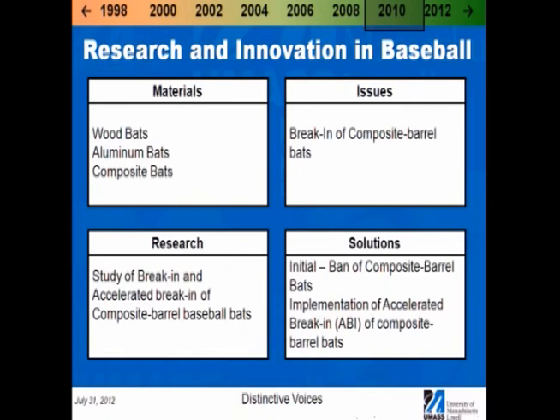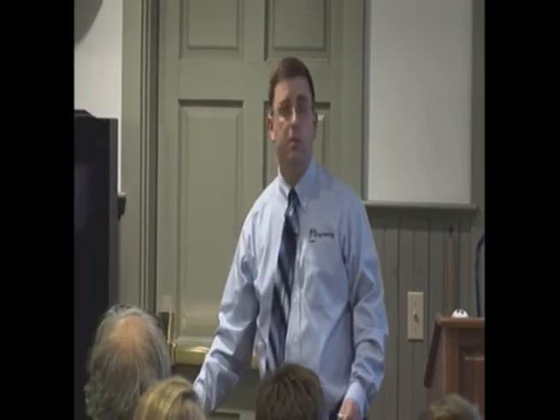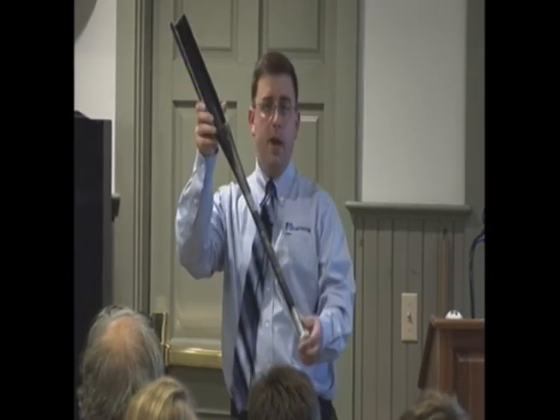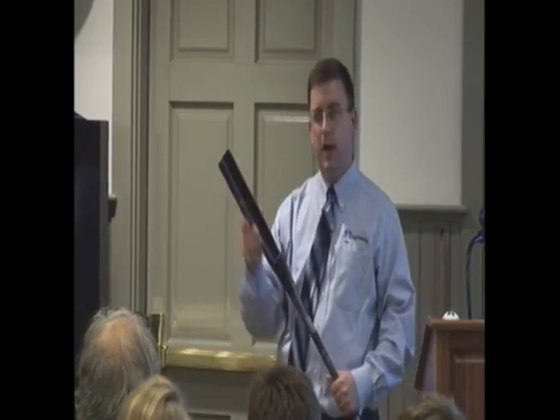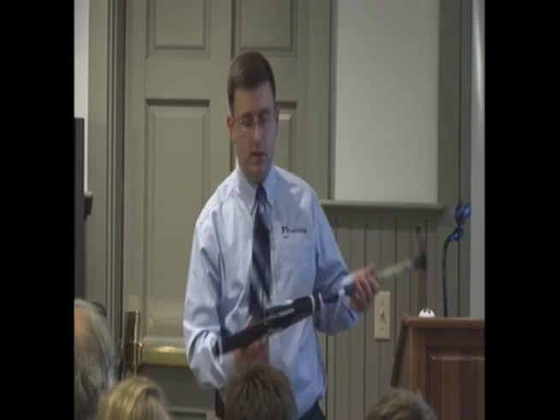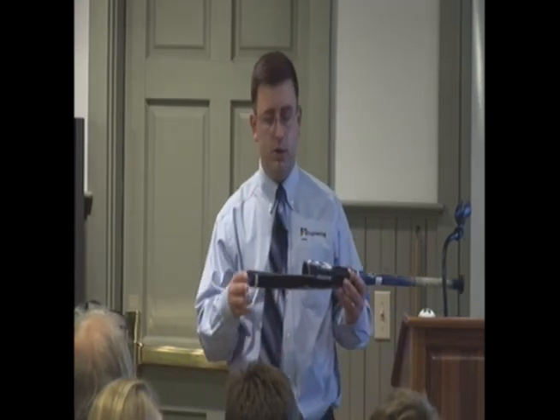So some of the other work that we've been doing is in the area of composite barrel bats. I've already talked about the fact that wood bats have been around since baseball started being played in the 1830s. Aluminum bats, you can see here, have about a tenth of an inch wall thickness, generally fairly uniform, though that's changing a little bit in recent years. Those came out in the 1970s, initially for Little League, and then extended into high school and college.